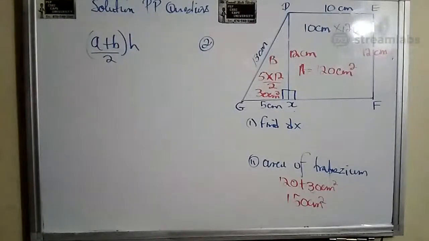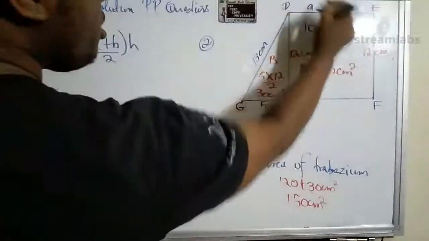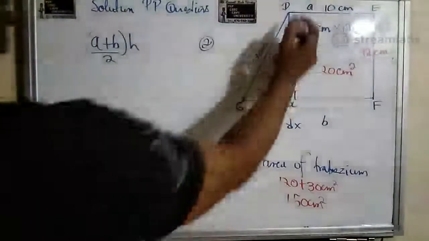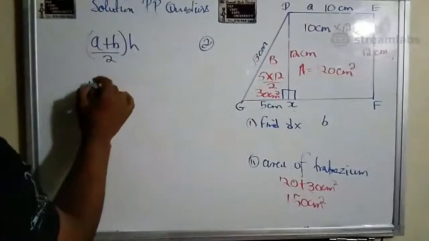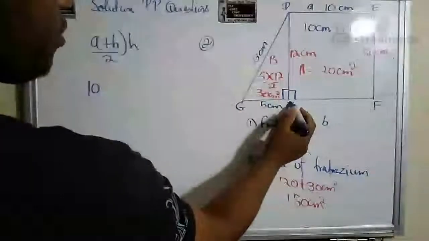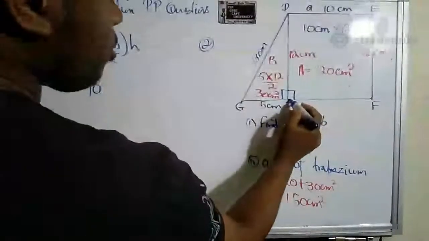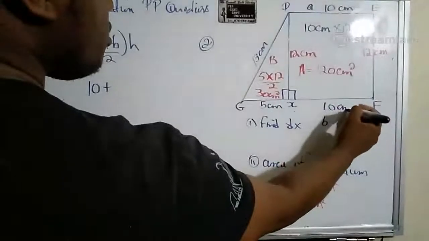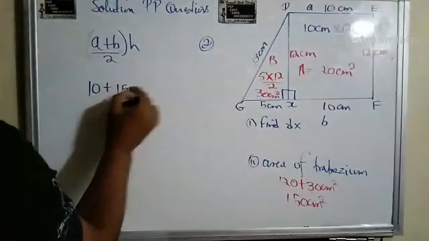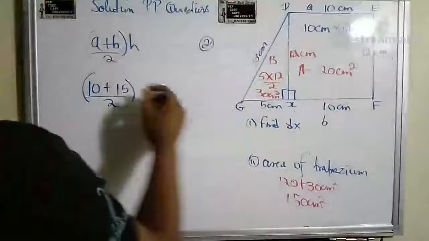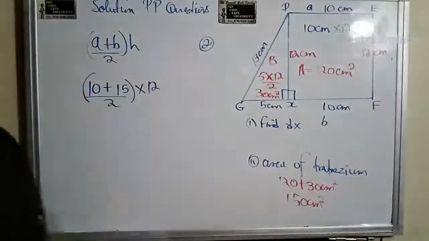Any side can be A, so we're just going to call this side A and this side B. Now we know that this is 10, so this is 10. How can we get B now? From here to here is 5. Opposite sides are equal, so right here is 10. So this will give us 10, 5 plus 10 will give us 15. And we divide by 2. What's the height? 12. So we times it by 12, right?